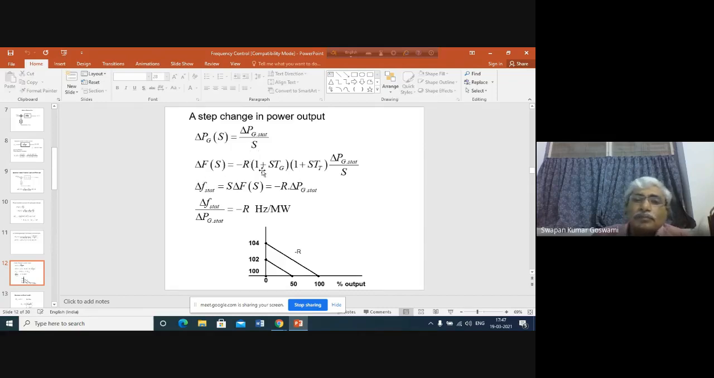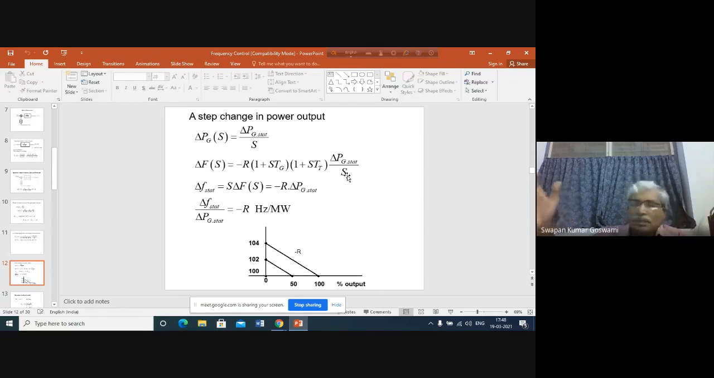Put the value minus R, 1 plus STG, 1 plus STT, del PG stat by S. We want to know finally what will be the change in frequency following a step change in power demand, or following a step change in load. How much will be the final change in frequency?